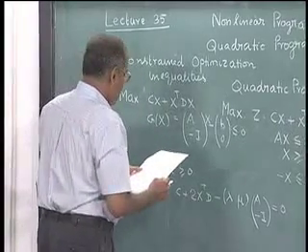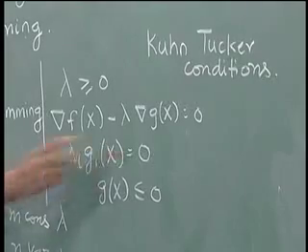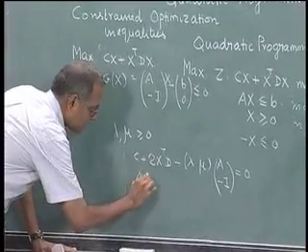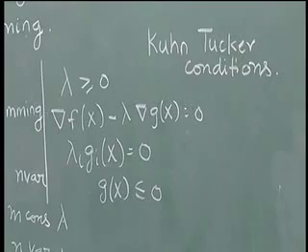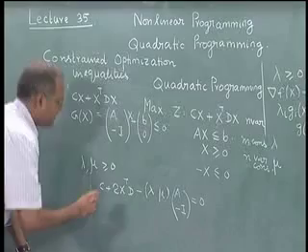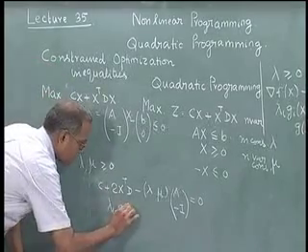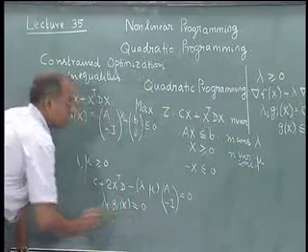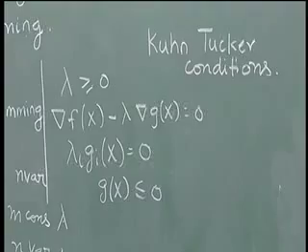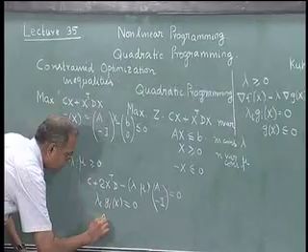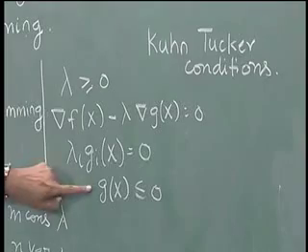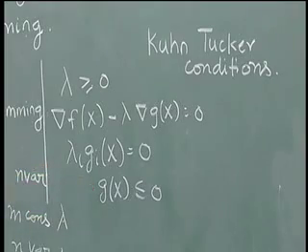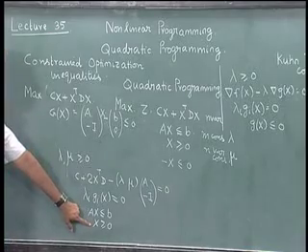Then lambda i gi of x equal to 0 would give us lambda i times the i-th component of Ax minus b equal to 0, and then we have g of x less than or equal to 0, which is given by Ax less than or equal to b and x greater than or equal to 0, because g of x less than or equal to 0 is the same set of constraints that repeat here. So that is given by Ax less than or equal to b, x greater than or equal to 0.